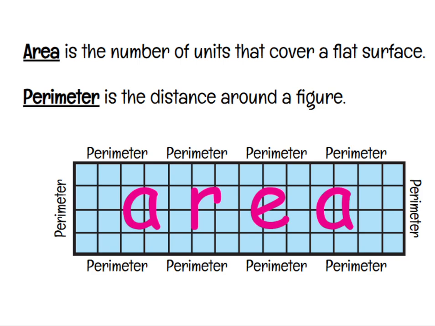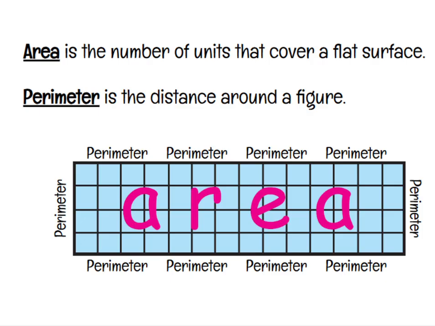Perimeter. Let's start. Area is the number of units that cover a flat surface. Think about putting carpets in your living room or putting tiles in your bathroom. When you're covering a flat surface, we need to find out the area.